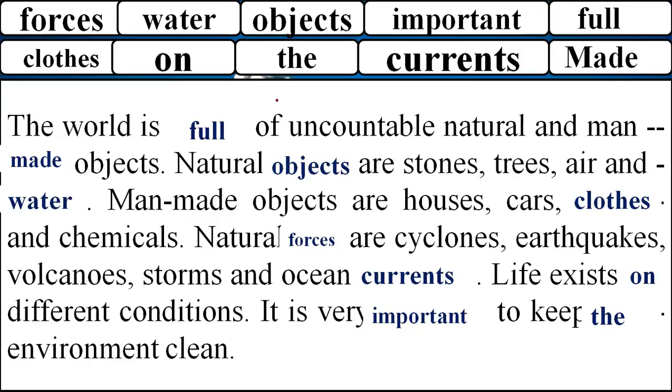Okay. The world is full of uncountable natural and man-made objects. Natural objects are stones, trees, air, and water. Man-made objects are house, cars, clothes, and chemicals. Natural forces are cyclone, earthquakes, volcanoes, storm, and ocean currents. Life exists on different conditions. It is very important to keep the environment clean.